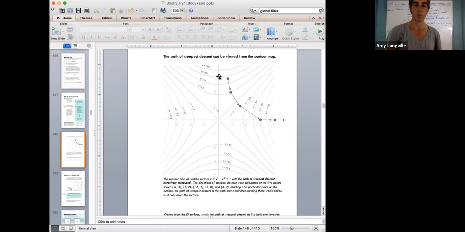So I go from a level curve of around 9 here. I'm pointing down towards the level curve of 7.4. So this is the direction of descent. I'm actually pointing in the direction of the negative gradient. Get to another point, I reevaluate, do another gradient.